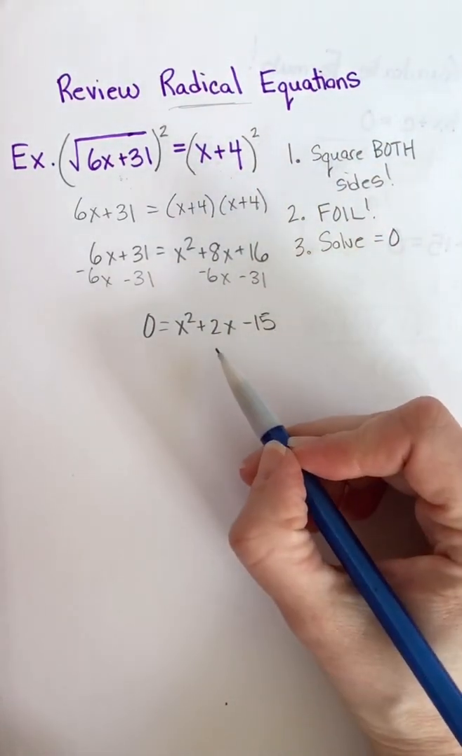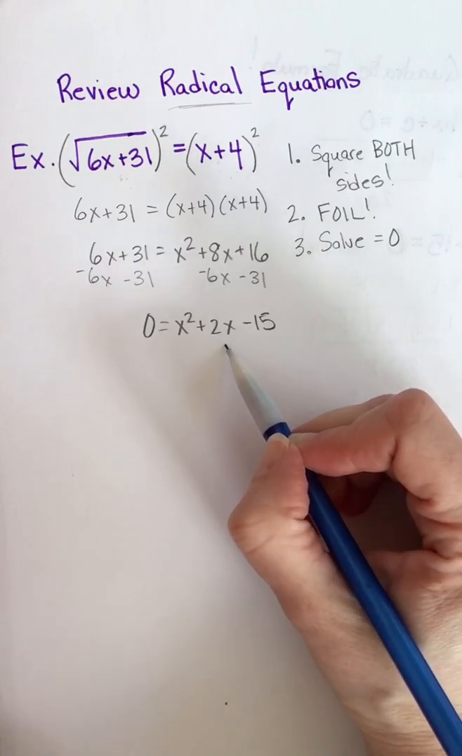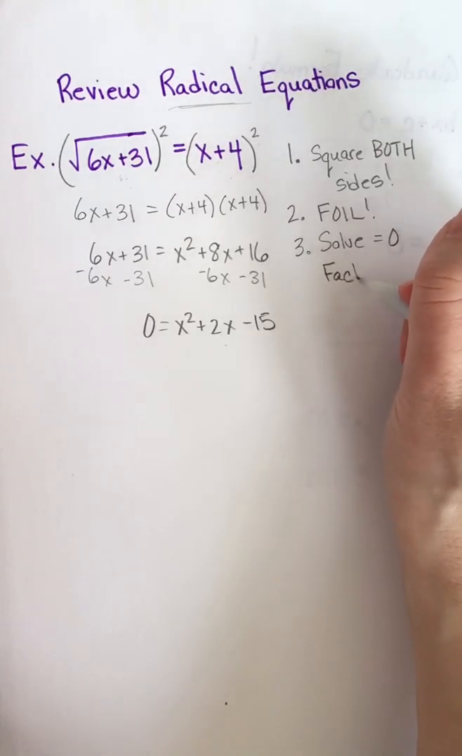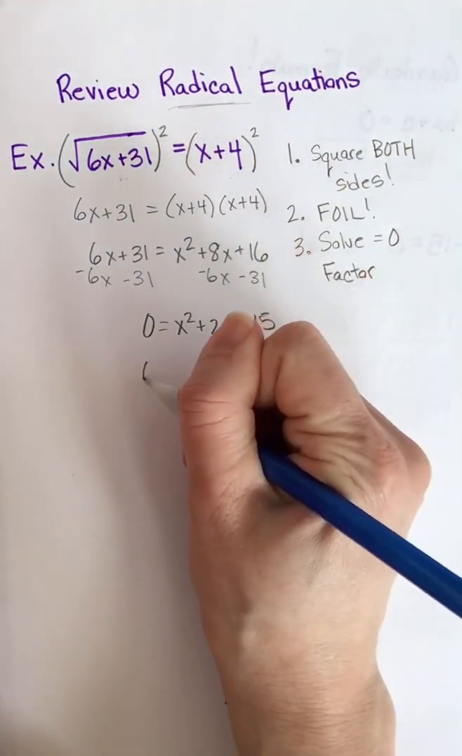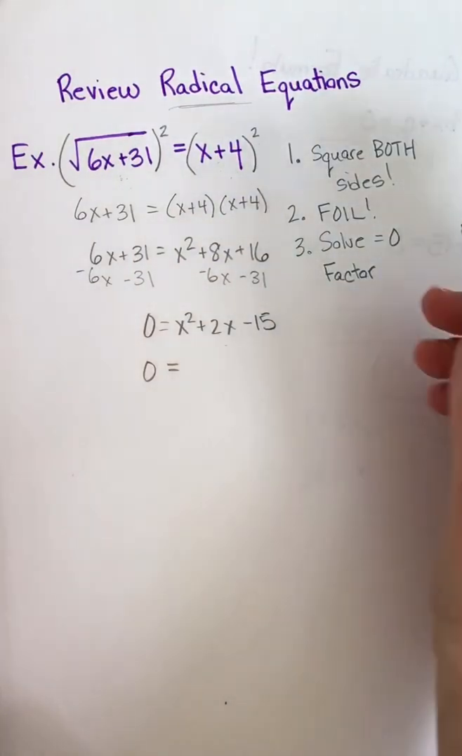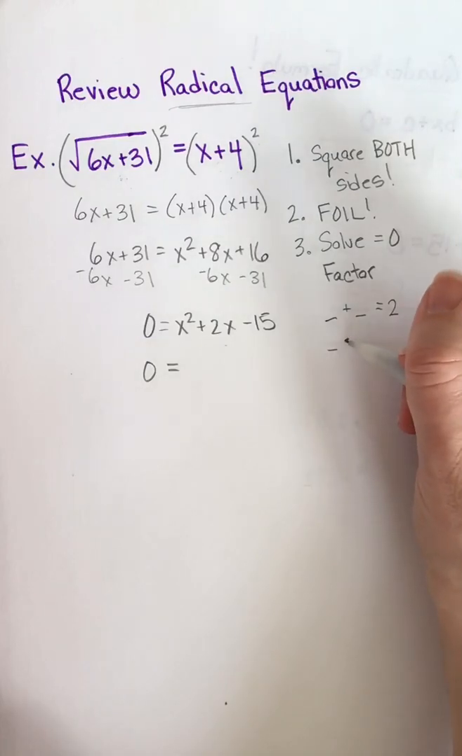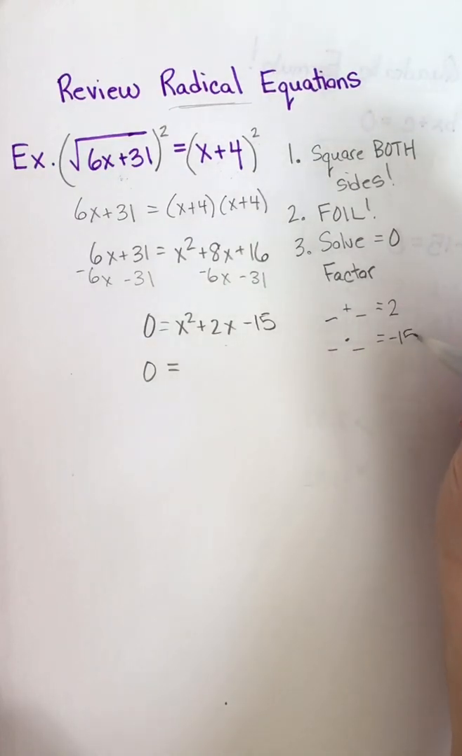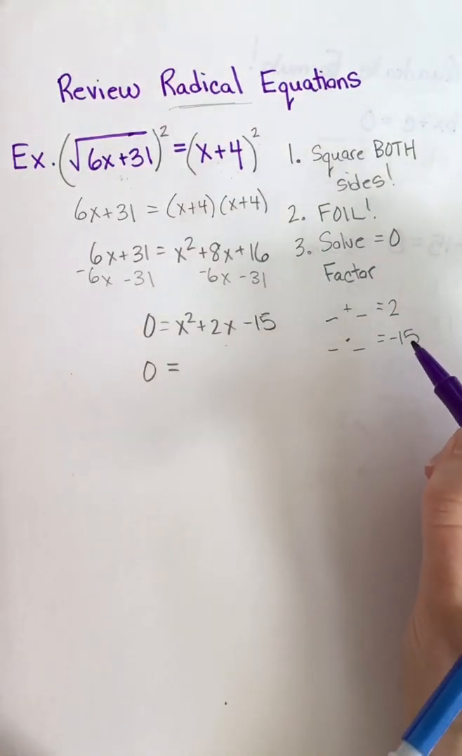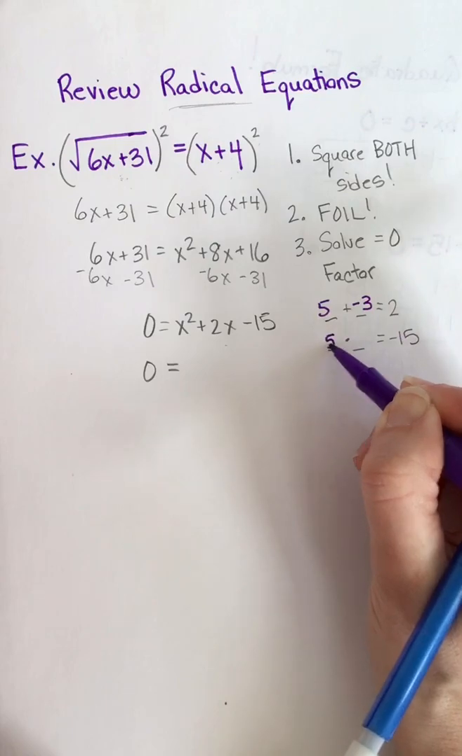In the solving, you might want to complete the square. You might want to try the quadratic formula. I would encourage you to try to factor. If you remember factoring, that's going to be the fastest way to get to these answers. Ask yourself, what adds to positive 2 and multiplies to negative 15? Looks like the winners are going to be a positive 5 and a negative 3.